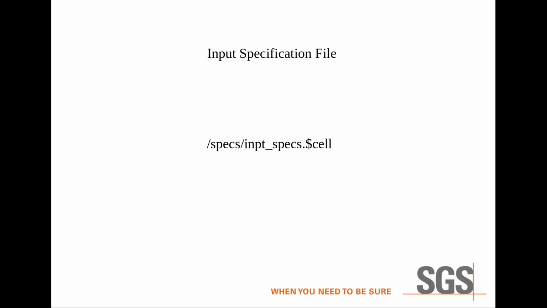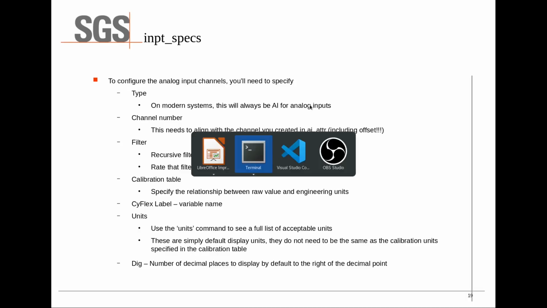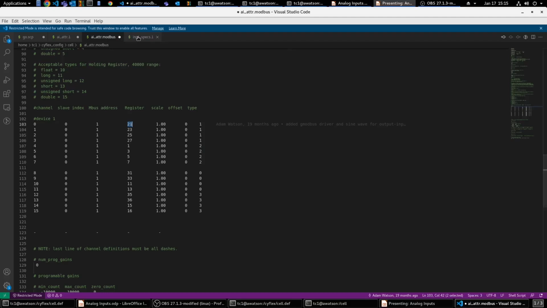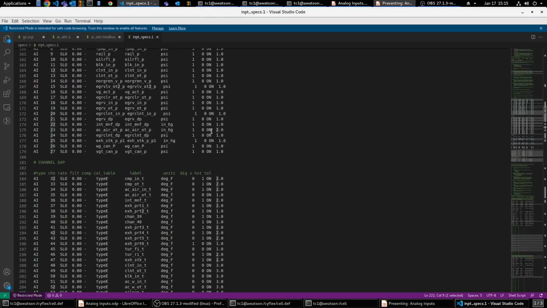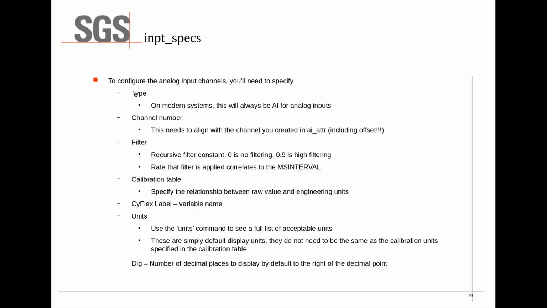Next, we've got the input specs file. This is where we actually configure the variable itself. If we look at the input spec file here, this will be a good start. When you're configuring your actual variables, you're going to have to go through and specify these things.